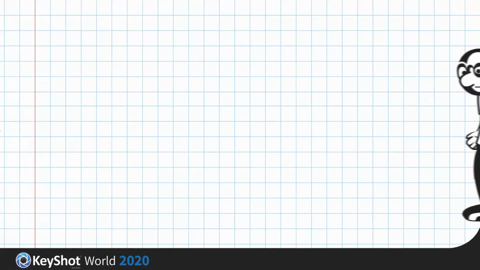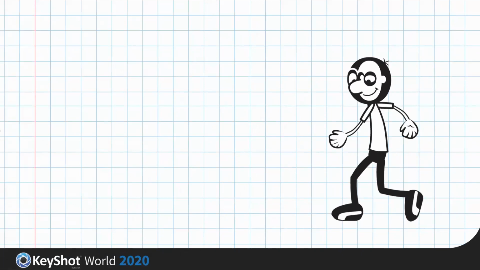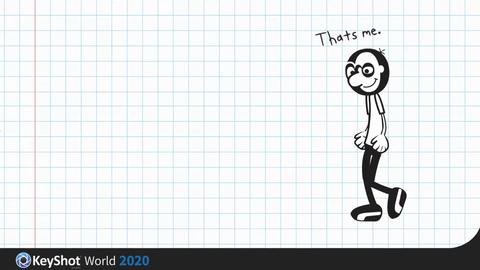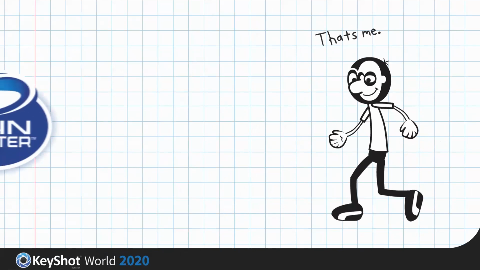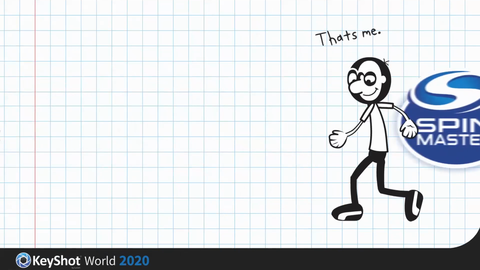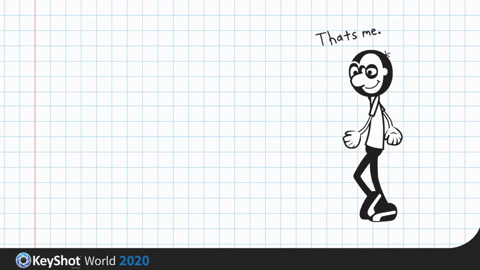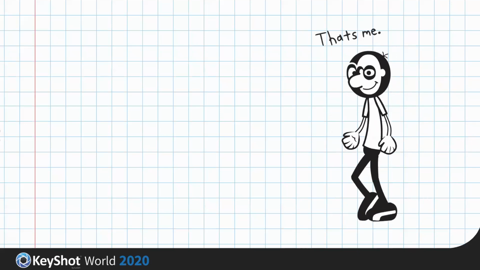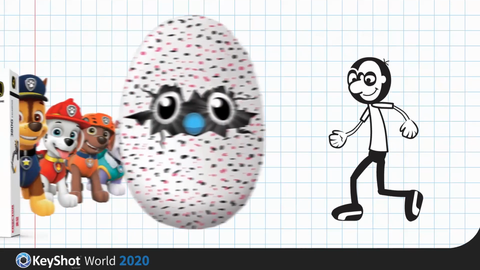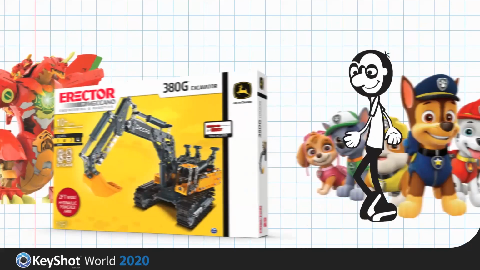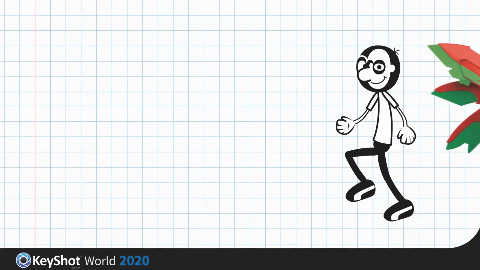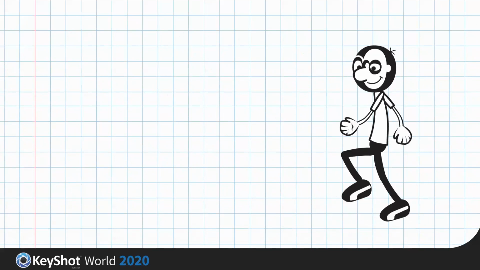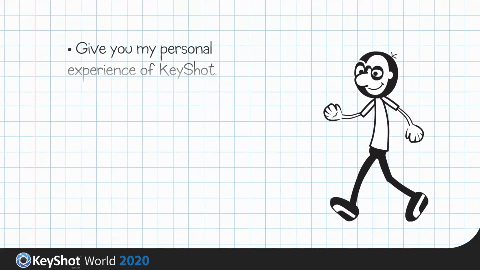Hello. My name is George Olarte. That's me. And for the last decade, I have been a graphic designer at the global toy and entertainment company Spin Master. Spin Master has been designing, developing, and manufacturing consumer products for children all around the world since 1994. We bring you Hatchimals, Paw Patrol, Erector, Bakugan, Etch A Sketch, Swimways. We bring you all kinds of stuff that your kids ask for on Christmases and birthdays.